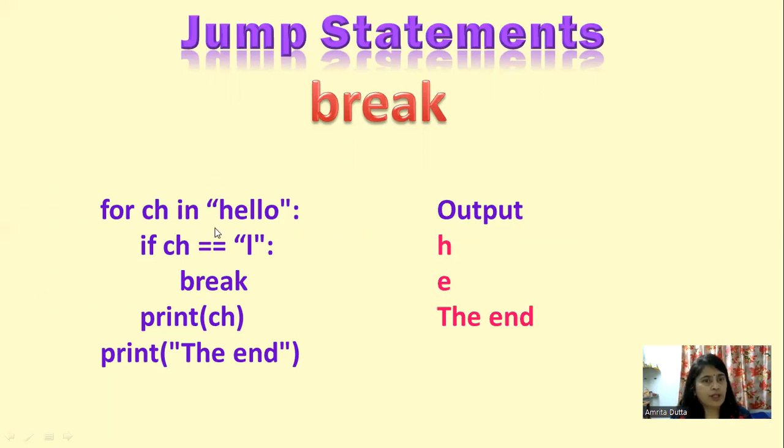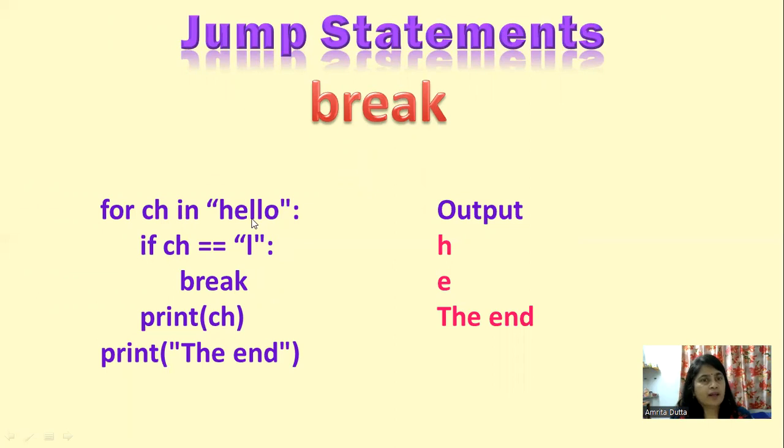First, when ch will point to 'h', then the condition is not satisfied. So inside the loop we have mentioned print(ch), so it will print h over here. Next, in the next iteration it will point to the character 'e'. Then also the condition is not true, that is, if ch == 'l' is not true. So it will not go inside the body of if and it will print the character e.